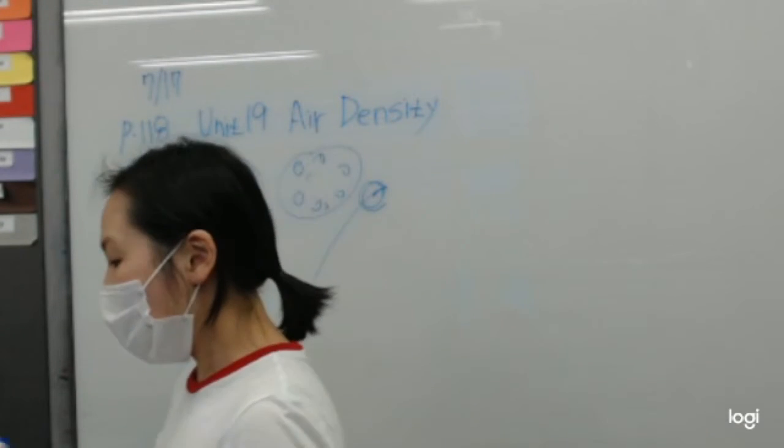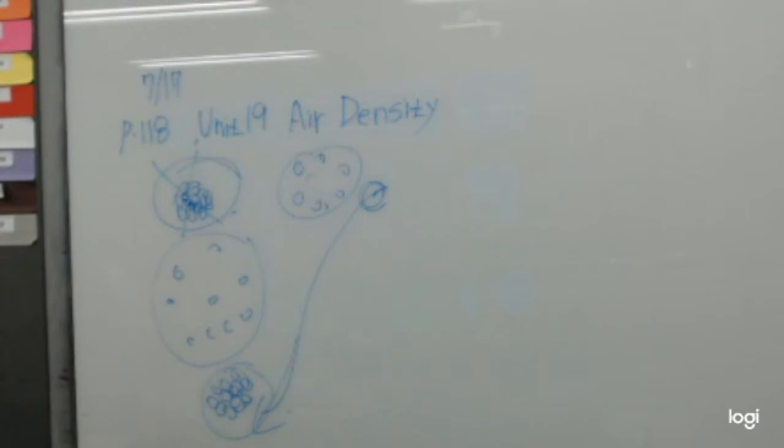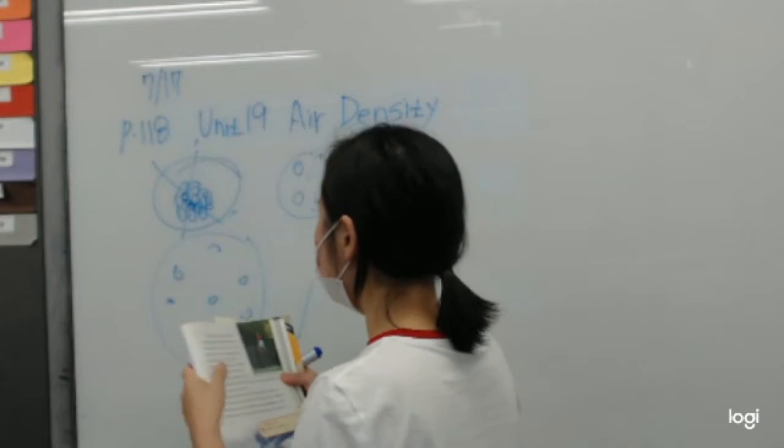Okay? So higher temperature also makes the air less dense. With higher temperature, the air density is lower, which means the air particles are more spread out. So higher temperature also makes the air less dense.